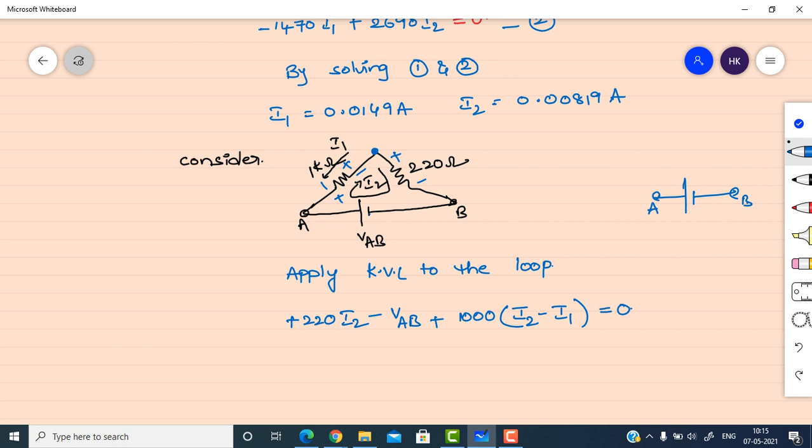Now unknown voltage is this VAB, 220 I2 plus 1000 I2. I am multiplying this 1000 I2 minus 1000 I1 is equal to VAB. We have to find out this VAB. Now we have the currents I1 and I2. Substitute the I1 and I2 currents, you will get the open circuit voltage.